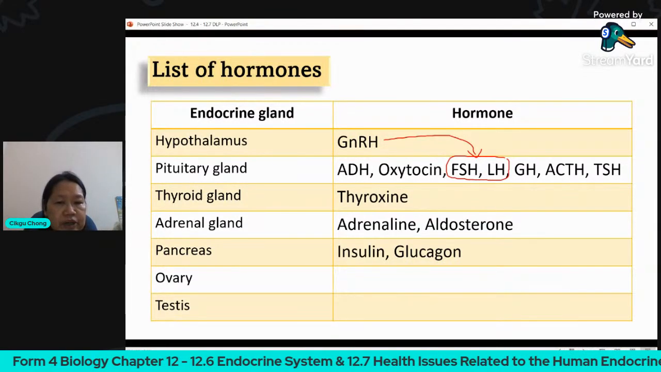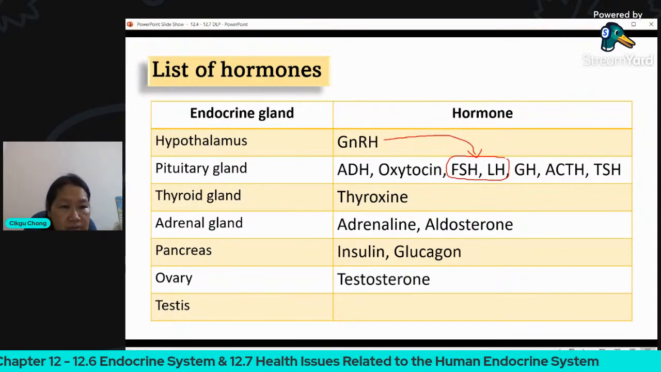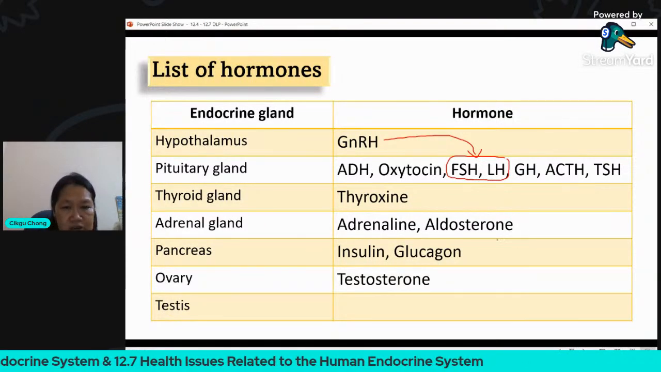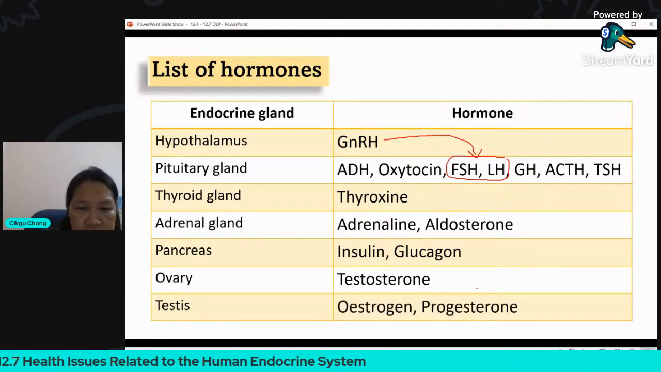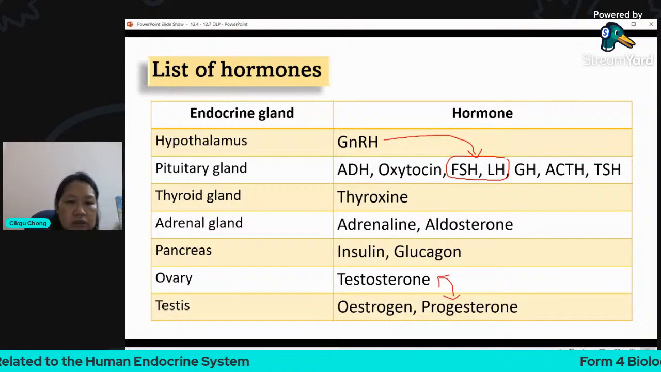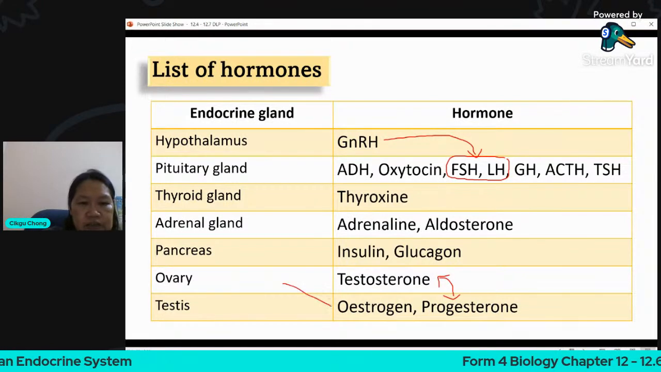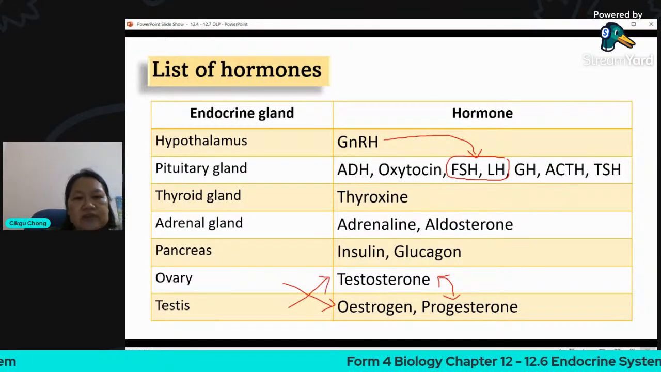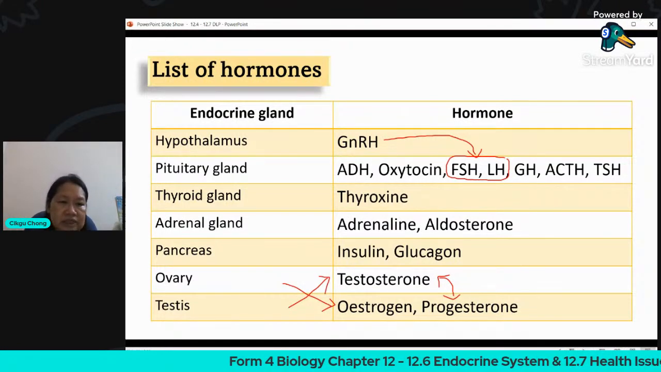Ovary, you will have estrogen. Oh, sorry, I mixed it up. This is not testosterone, so I will exchange this. There's a mistake here. So ovary is for estrogen. Testes is for testosterone. I made a mistake here.